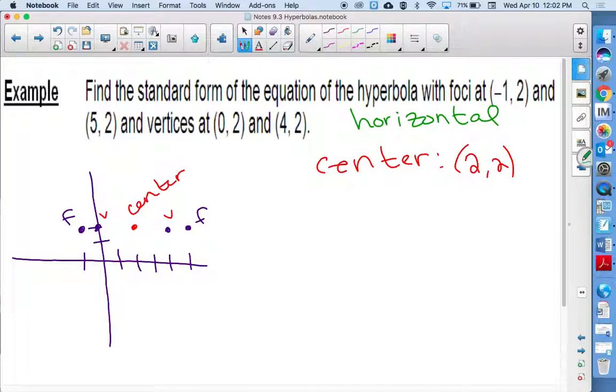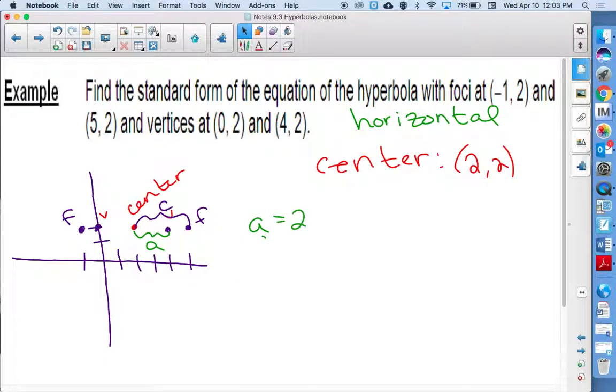Yeah, we can figure out A and C. So from the center to one vertex is A. From the center to one focus is C. So that means A is 2, and C is 3. David, what else can we do?